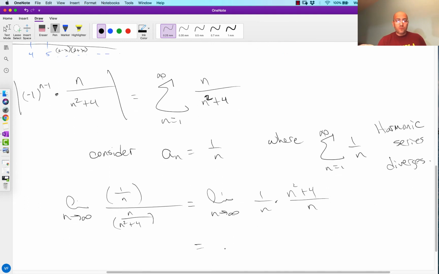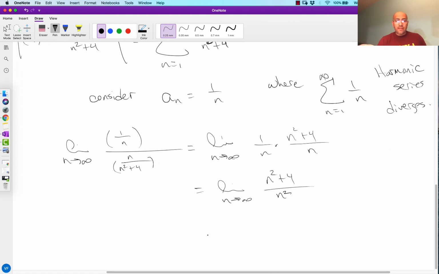which is equal to the limit as n goes to infinity of n squared plus 4 over n squared, which then equals the limit as n goes to infinity of 1 plus 4 over n squared. So as n goes to infinity, this will go to 0, and so the whole limit equals 1, which is greater than 0. It's a constant greater than 0. So by the limit comparison test, both series are connected, right?